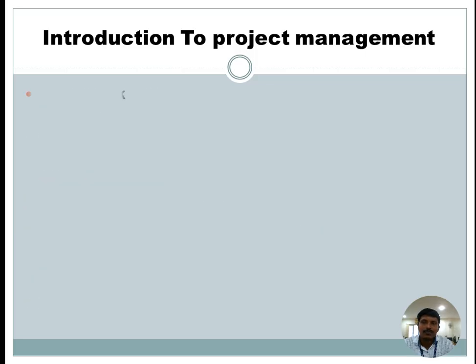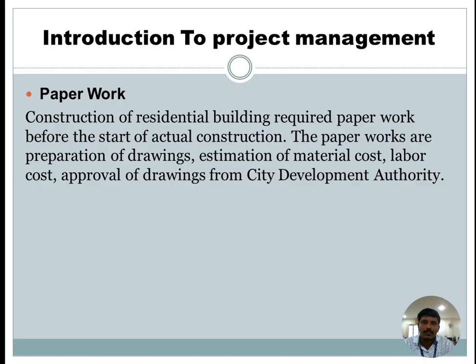The first one is the paperwork. What is meant by paperwork? Before executing any construction work, some paperwork is needed: preparation of drawings, estimation of material cost, labor cost, and approval of the drawings. If you want to construct at village level, you take permission from the panchayat secretary. If you want to construct a building in the city, you take permission from the town planning officers.